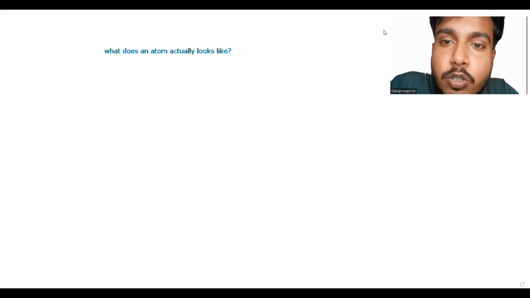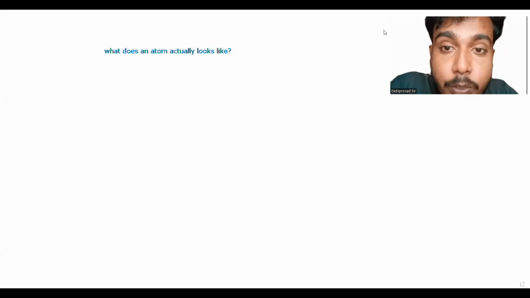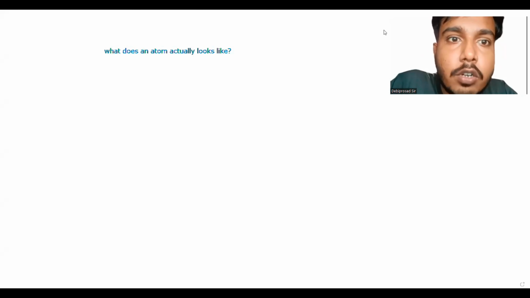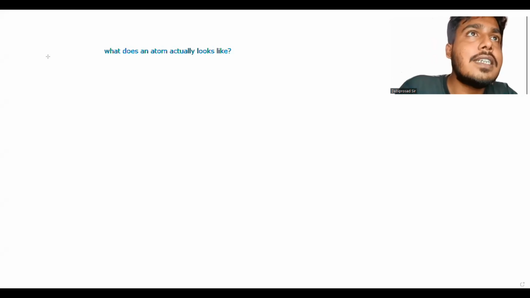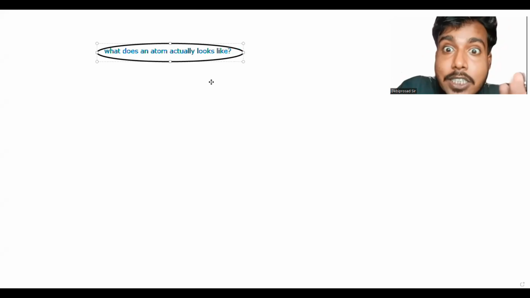A very simple yet very misunderstood part of physics: what is an atom, or what does an atom actually look like? We have learned this from the beginning of class 7 or 8, but we haven't understood the actual picture of an atom. So today we are going to learn what an atom actually looks like.